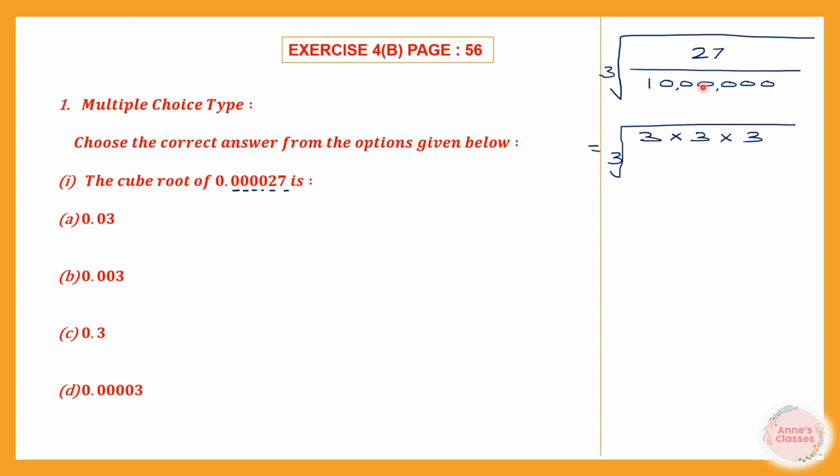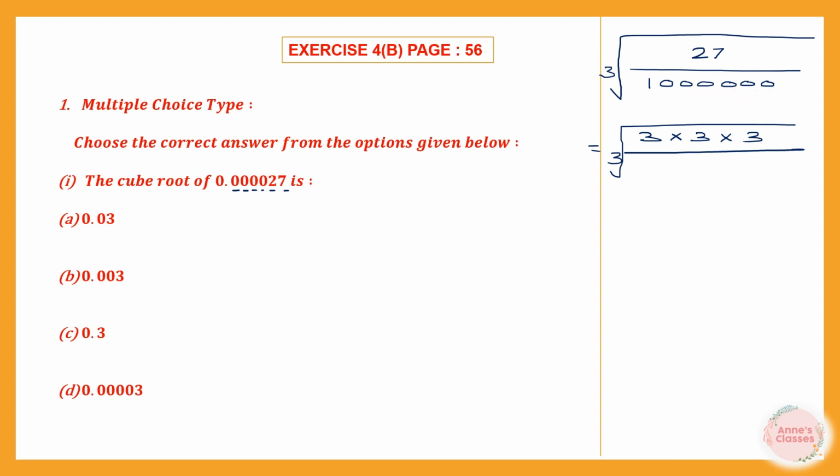So that is the numerator. Now the denominator is 10 lakh. Now how am I going to write the factors of 10 lakh? There will be many factors if you start finding the factors. Many steps involved. Instead, we can do something directly. So here what we can do is we can count the number of zeros. So 1, 2, 3, 4, 5, 6.